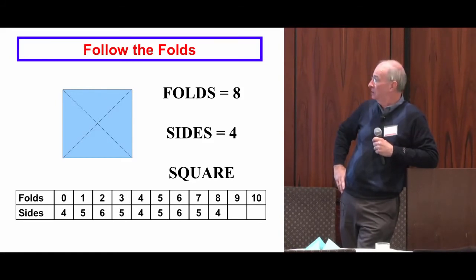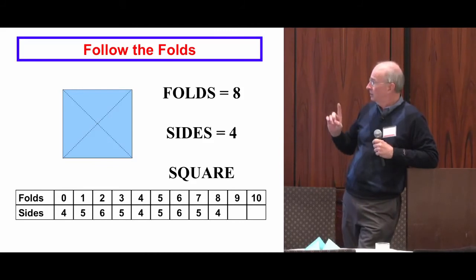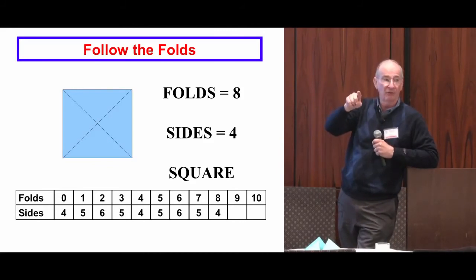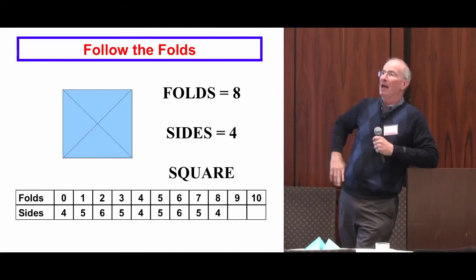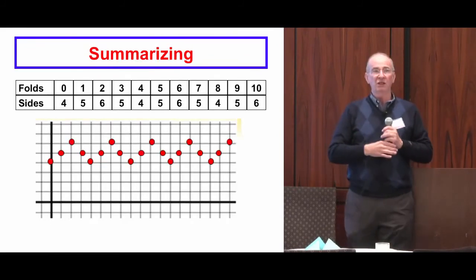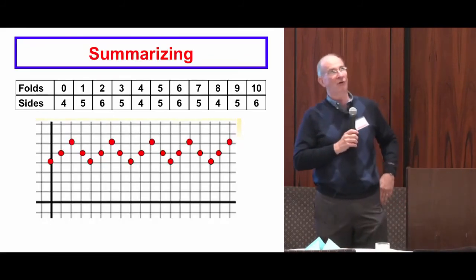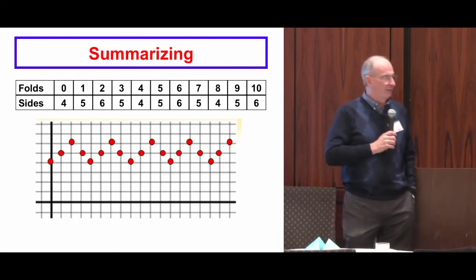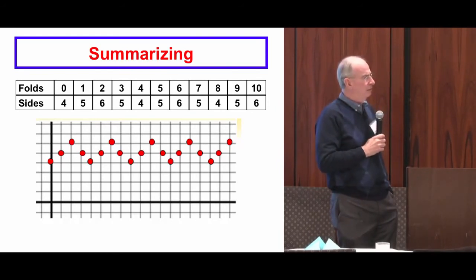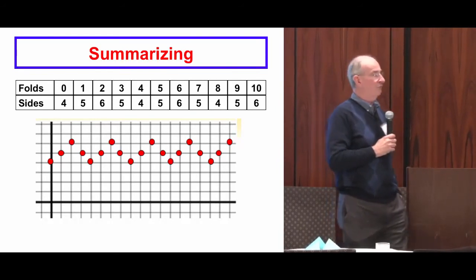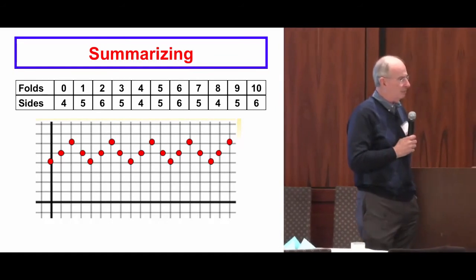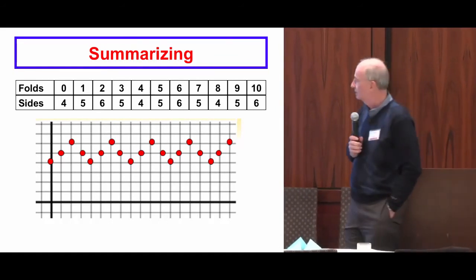This is going to repeat itself what? Every 4 times, isn't it? 36 folds. How many sides will it have? 4. How about 57 folds? 5. How do you know that? 56 plus 1. I'm really impressed with your mathematical ability. 56 plus 1 is 57.